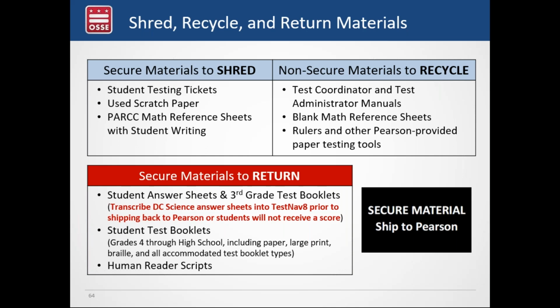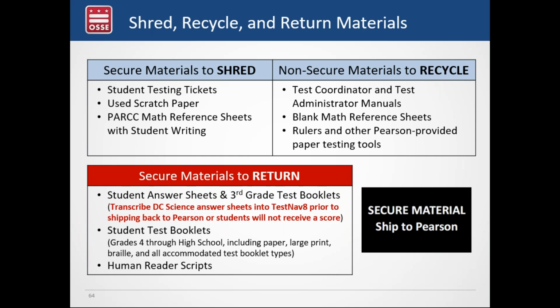There are a lot of materials that need to be returned to Pearson. They have tracking labels on them and they track each individual thing they send you. So if you send them back 5 things and they gave you 7, they're going to ask me to talk to you about those 2 things and making sure that they get those back. These include the really secure information like the test booklets, answer sheets, and human reader scripts that have content from the assessment.